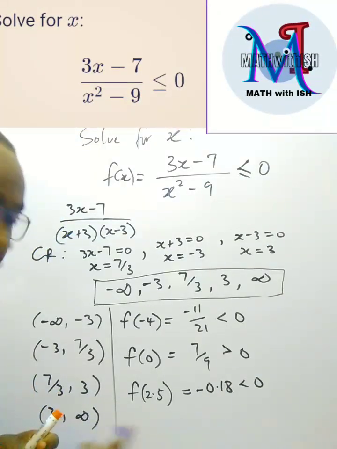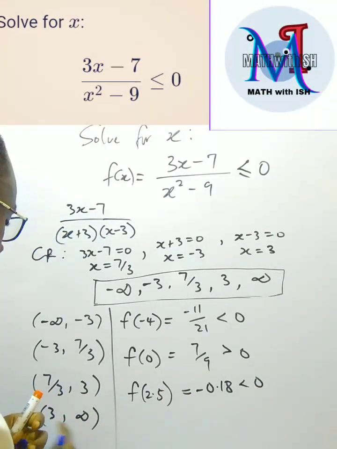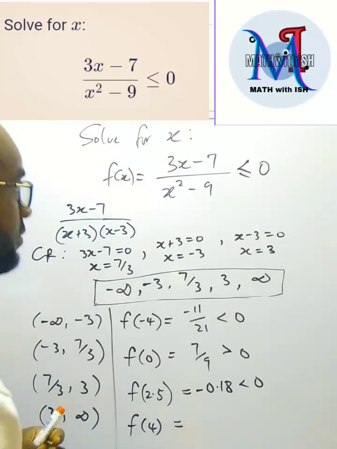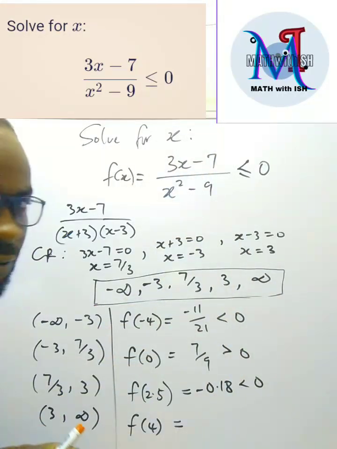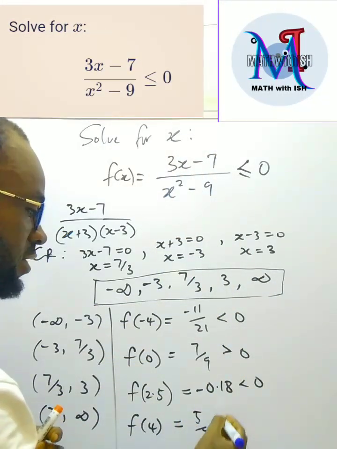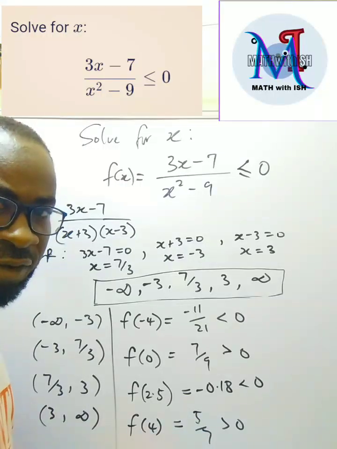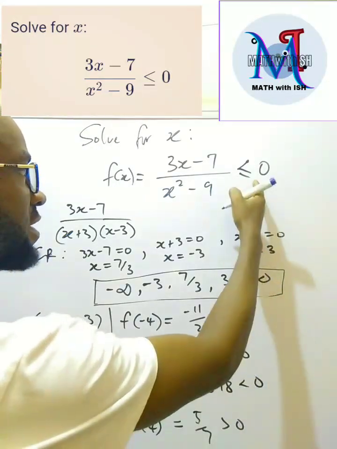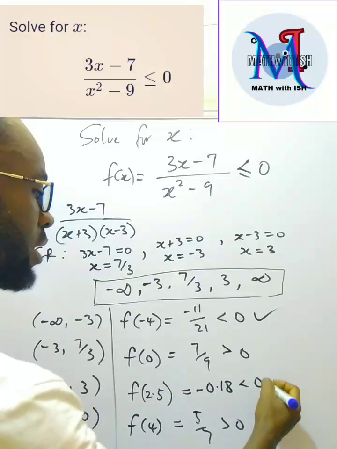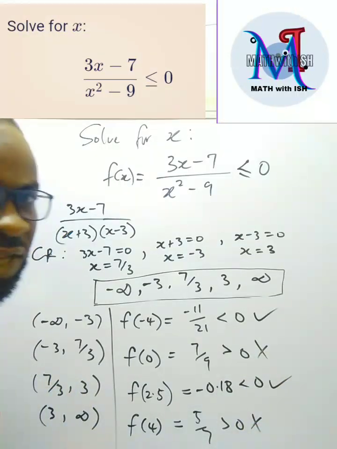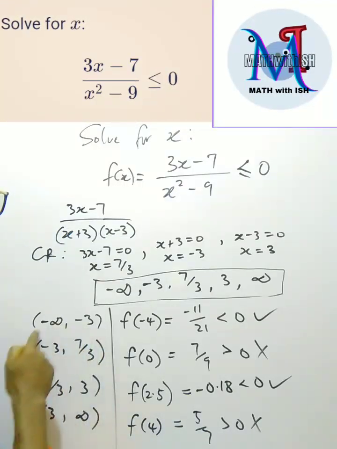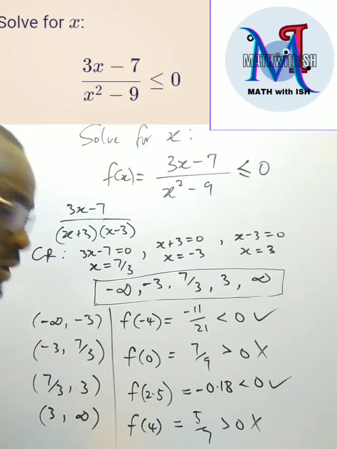If I check the last interval, I put 4 into this and I'm going to have 5 over 7, and this number is greater than 0. So if you check this, the intervals that are actually valid are the ones where the value is less than 0. This first one is valid, this one is valid, and these two are not valid. Is that clear? So our range of values of x is this interval.